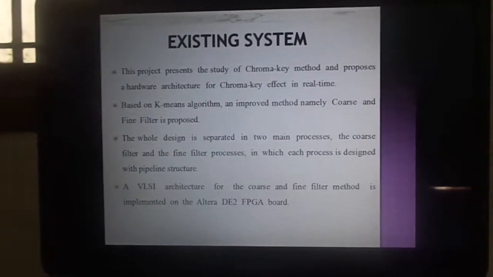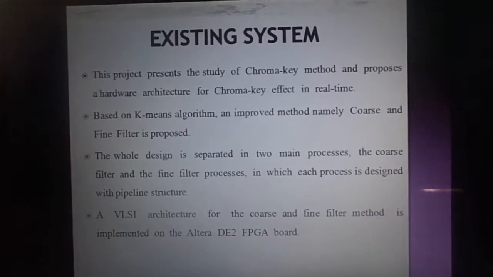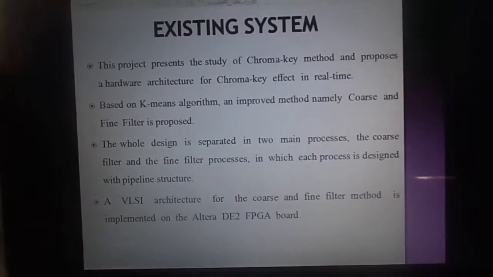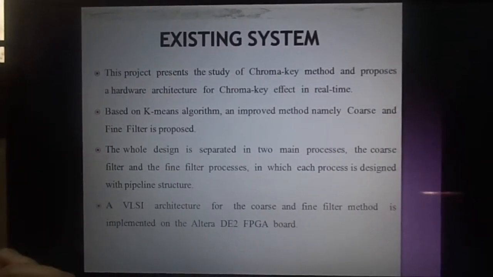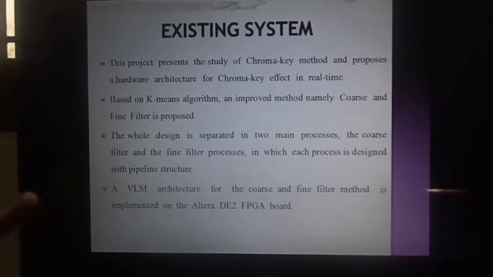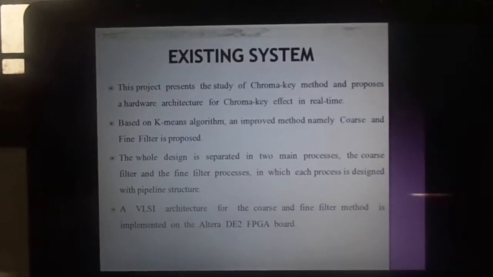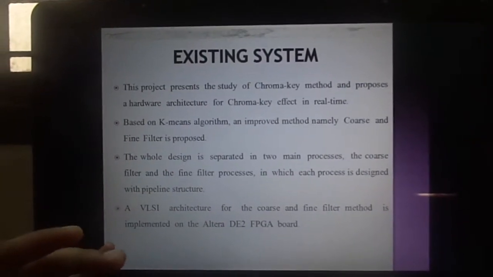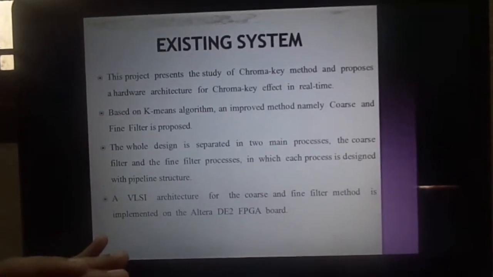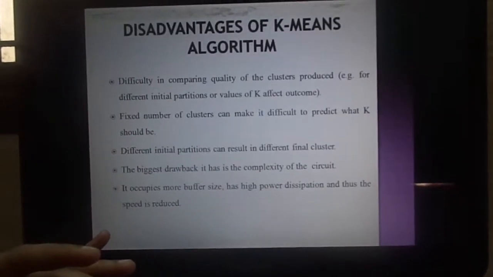The existing system. The existing system for studying chroma key technique is called the coarse and fine filter. It uses the coarse and fine filter and the algorithm used here is the K-means algorithm. In the existing model we have two iterations, or basically two cycles. The first one is the coarse cycle and the second one is the fine cycle. Here the pixels are processed and filtered twice and hence the buffer size is increased and the time taken is very long. Thus we don't go for this technique.